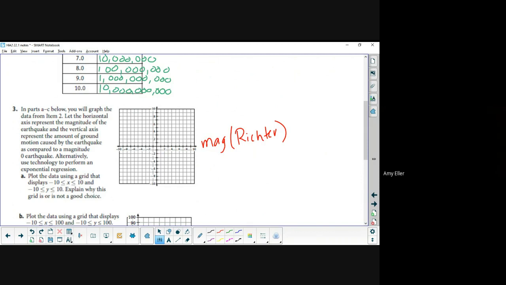That says let the horizontal axis represent the magnitude of the earthquake, and the vertical axis represent the amount of ground motion caused by the earthquake compared to magnitude 0. I'm going to write ground motion. Just know it's the ground motion compared to 0. Go ahead and plot those points that we just did in the table in that graph.